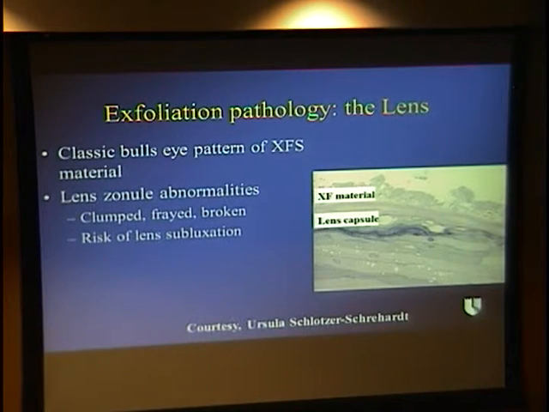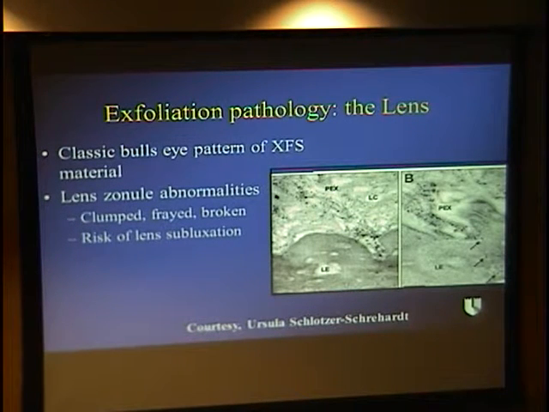And so you can see this material, it just seems to be coming off in plumes of the lens capsule. Looking at the transmission electron micrograph, these are kindly offered to us by Ursula Schlötzer-Schrehardt in Erlangen, Germany. You can see that this is stained for the exfoliation material, actually LOXL1. And you can see that the LOXL1 protein is being exuded and deposited in this material outside of the cell itself. It's very interesting. You literally can look at the vesicles right here heading off to that site.